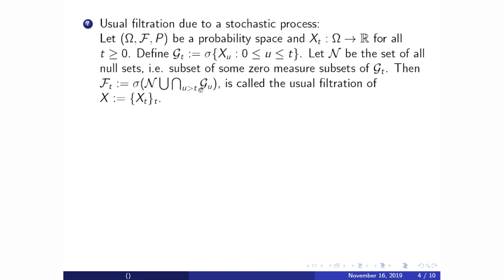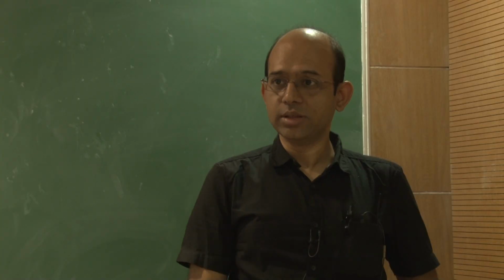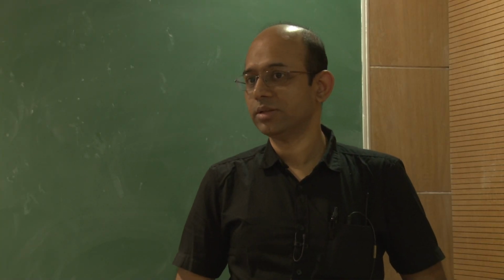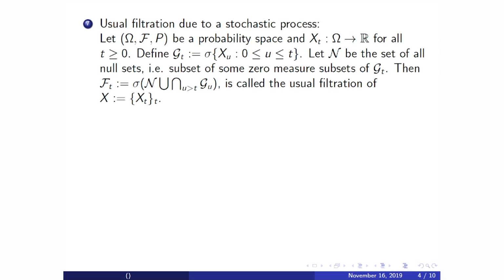So, it is a filtration. This part itself becomes a right continuous filtration, but we also augment some more sets. N is the set of all null sets. Yes, any question? Is it the set of all null sets of F? Yes, so this is a mistake here. I should have written F here. Otherwise, it looks like N depends on t.